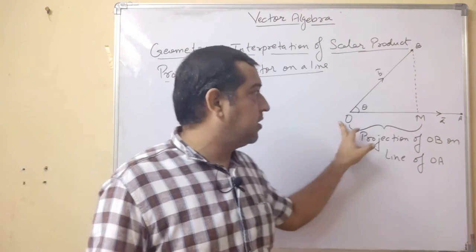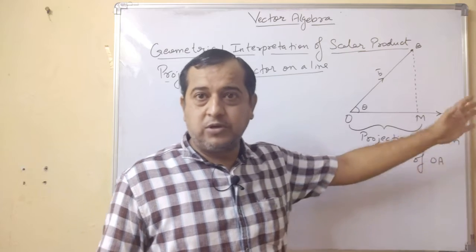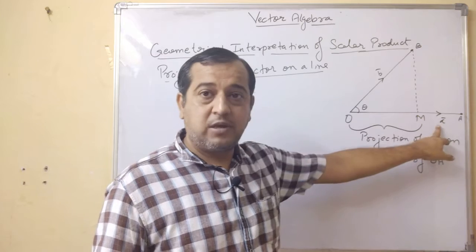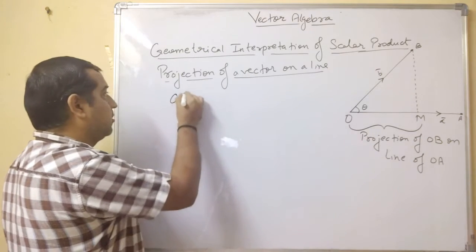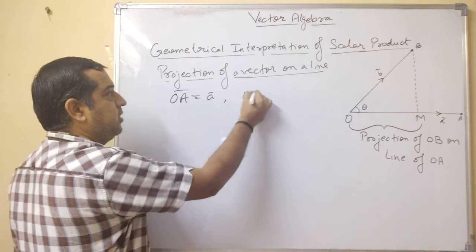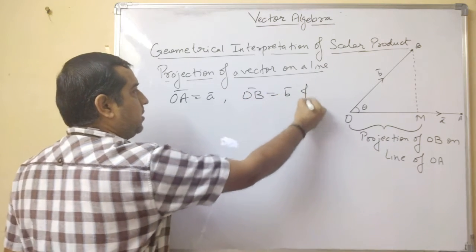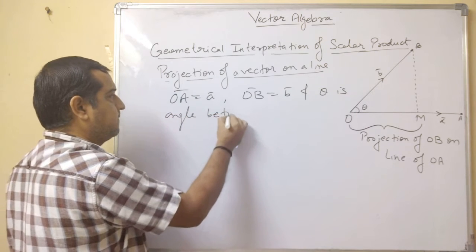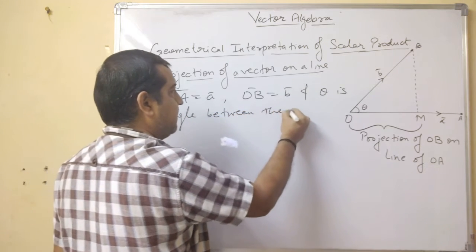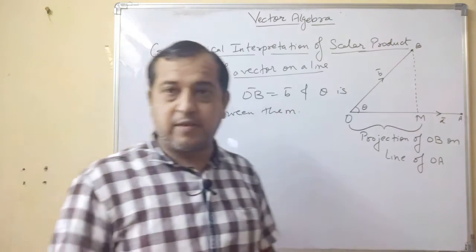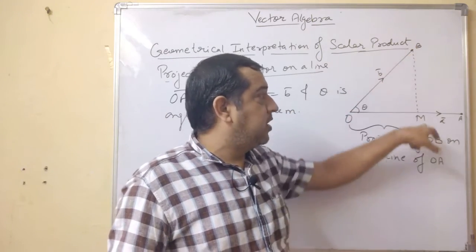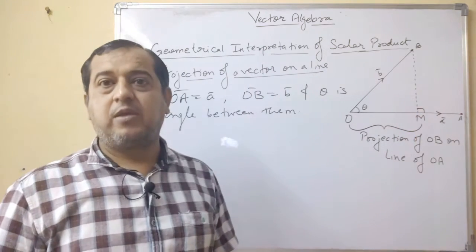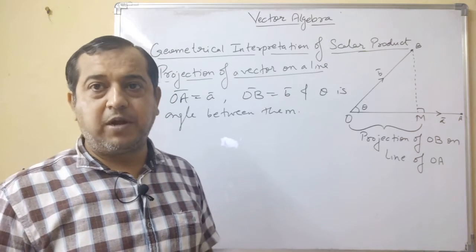In this diagram you are having OA. O is the origin or reference point you can consider. For this OA, the vector is vector A, means OA is equal to vector A, then OB is equal to vector B, and theta is the angle between them. Now from this point B we are drawing BM, which is perpendicular on OA.